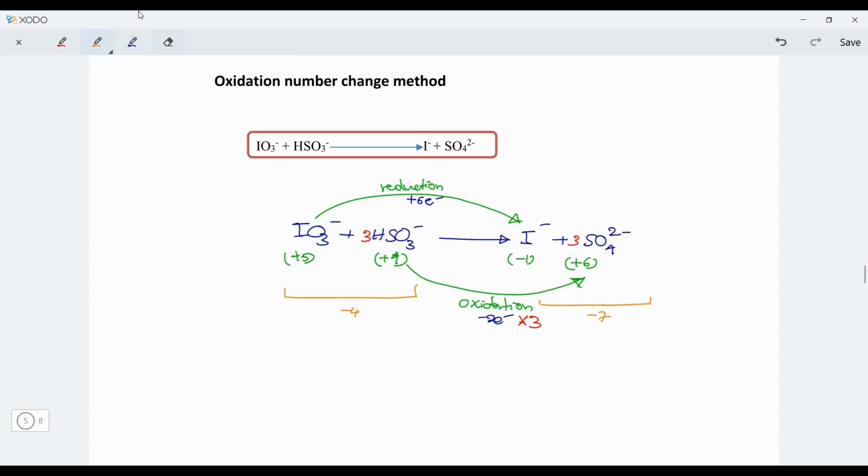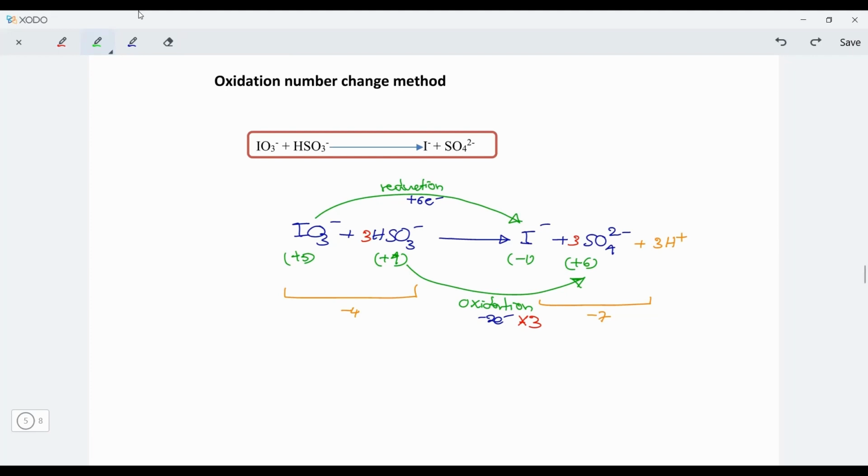And then to balance charges, since it is in acidic medium, you add H plus. You have to add 3H plus to this one. Then both sides will become equal to -4. And then to balance hydrogen, we need to add water. Here you have 3 hydrogen and here you have 3 hydrogen. So there is no need to add water, because you have the same hydrogen atoms on both sides. We must not always add water, it's not a must. If it is necessary, we add water. That's all.